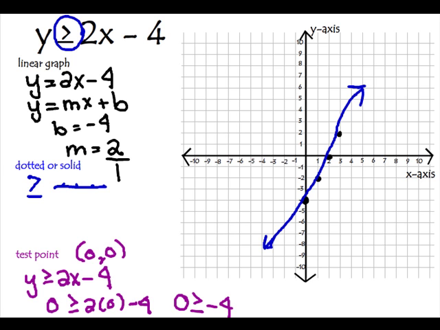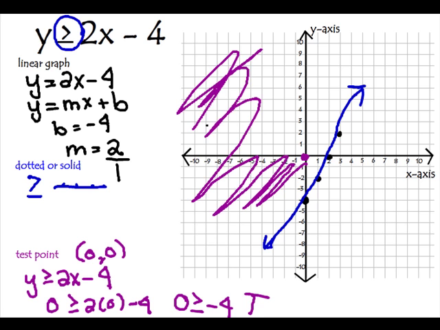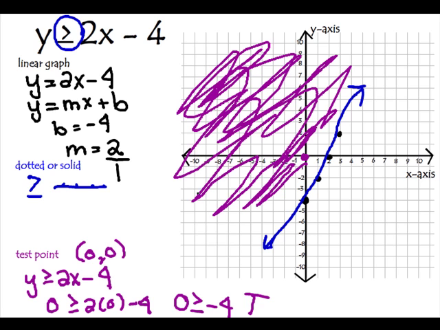Now I have to decide, is that true or is that false? And actually in this case, 0 is greater than or equal to negative 4, and that's a true statement. So that means 0, 0 is a solution. And actually, everything on this side is a solution to that inequality, y is greater than or equal to 2x minus 4. And that's all there is to that.